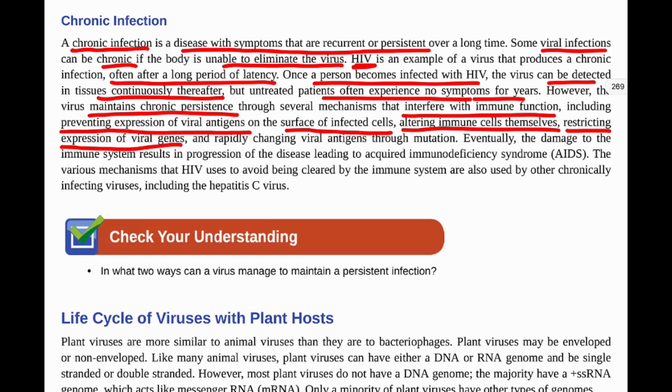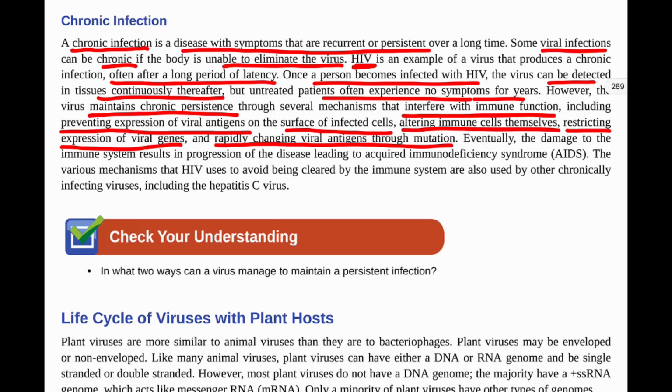Also, it can rapidly change viral antigens through mutation. Viruses are very smart, specifically HIV, in that it rapidly changes. It can change the way it looks. It can change the proteins that it expresses. It can change all of these things so that when the immune system picks up on the fact that it's there, it'll put up that little flag saying, hey, it looks like this, go get this guy.